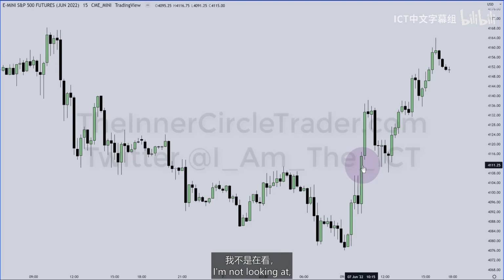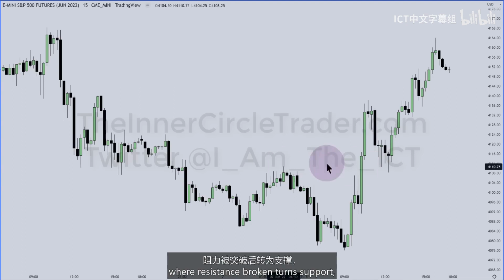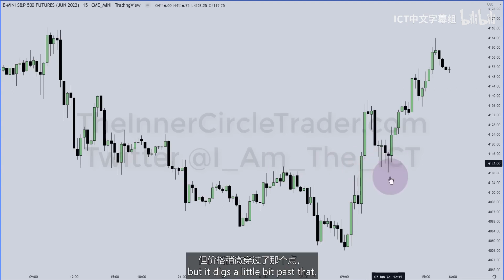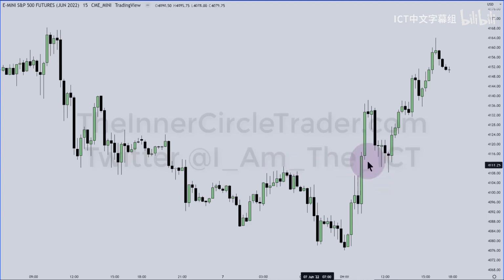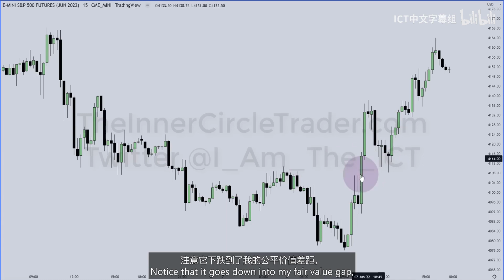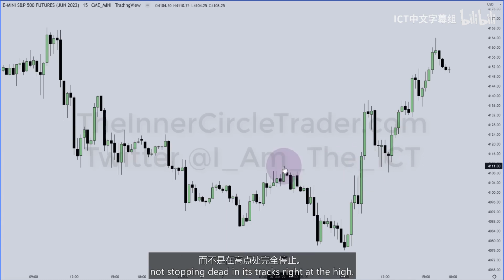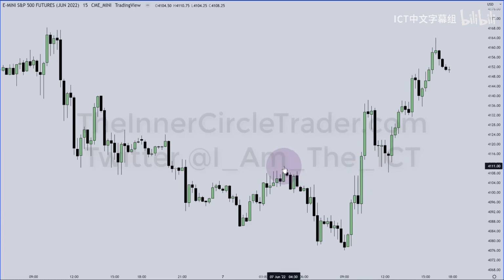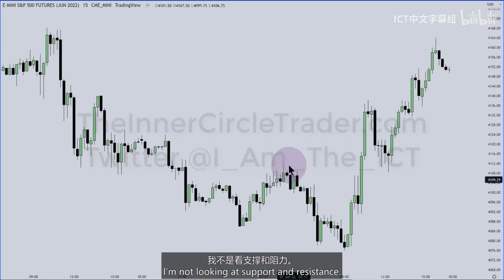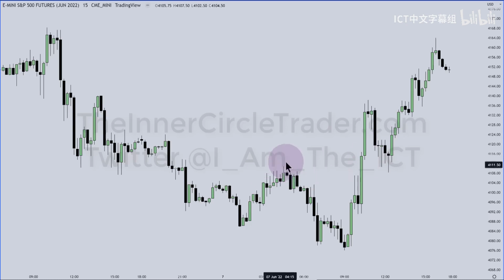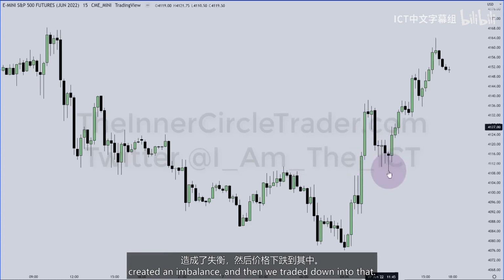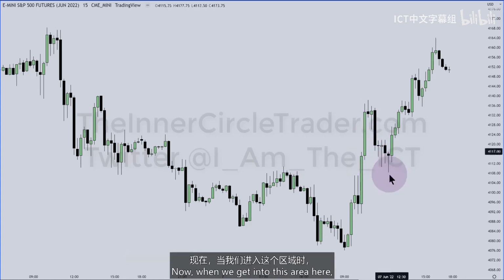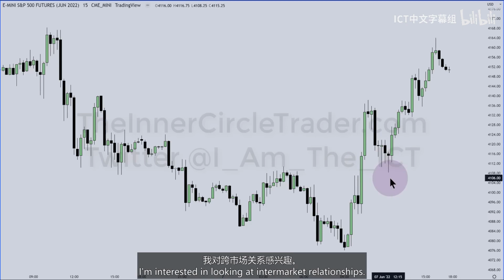Now, I'm not looking at, and this is one of the instances where resistance broken turns support, but it digs a little bit past that. Notice that it goes down into my fair value gap, not stopping dead in its tracks right at the high. So I'm not looking at support and resistance. I'm looking at the fact that we went through this short-term high, created an imbalance, and then we traded down into that. And when we get into this area here, I'm interested in looking at intermarket relationships.